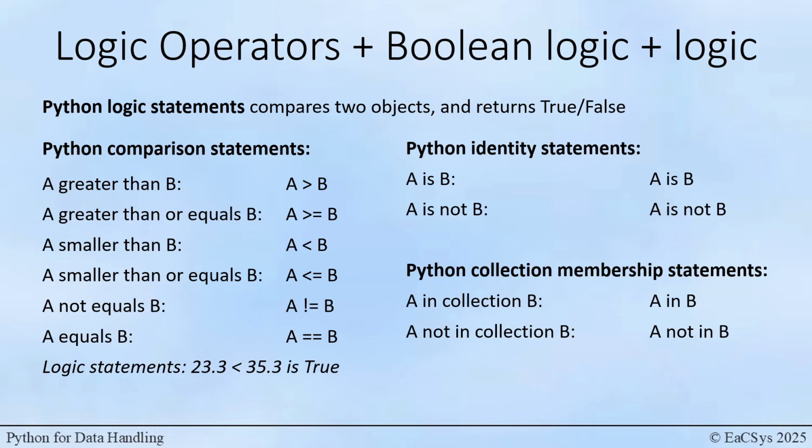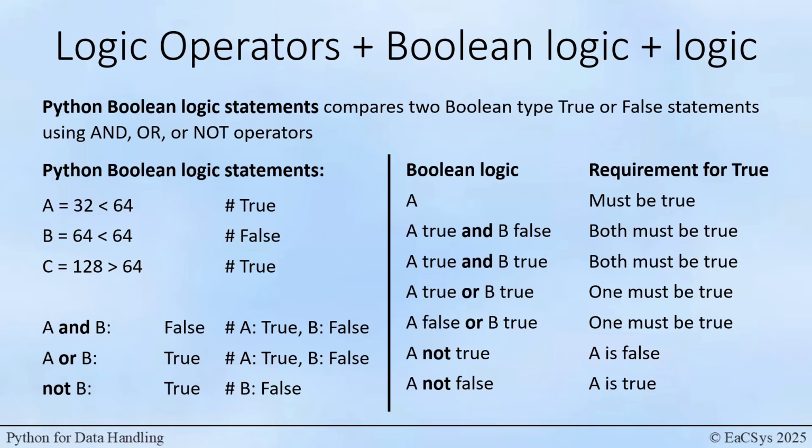So right, let us now take a look at Python Boolean statements. Python Boolean variables are variables that can take two values, either true or false. The Boolean variable is the standard return type of a Python logic statement and is created using Python's logic statements. Python Boolean logic statements are used to compare two or more Boolean variables, mainly using the and, or, and not operators.